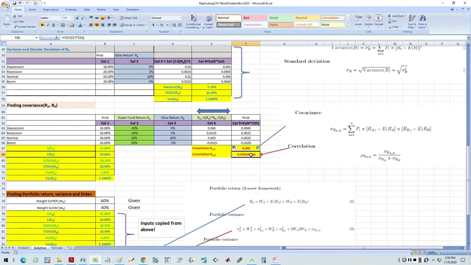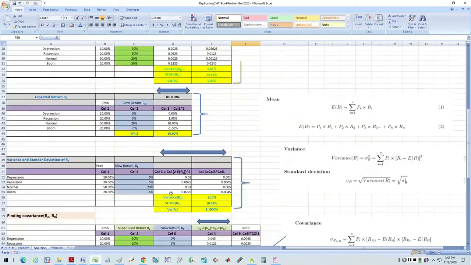And then we use the correlation formula, which is the covariance divided by the product of the standard deviations. Okay, so we have the covariance minus 0.001 F67 divided by the product of the standard deviation. So we have the standard deviation of RA 24.19%, standard deviation of RB 10.49%. So we take minus 0.001 divided by, again, the product of the standard deviations of RA and RB respectively.